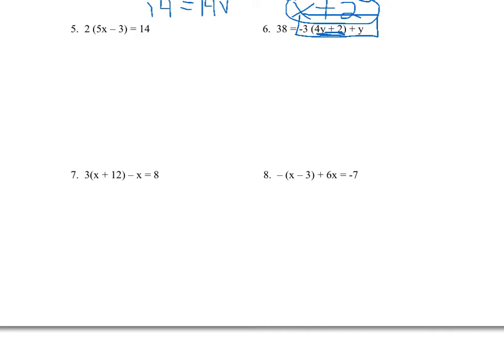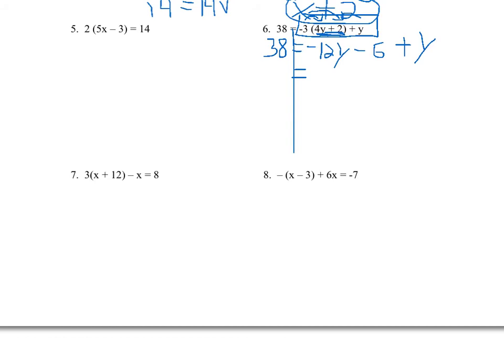And we're going to distribute negative 3. So when I do this, we're going to have negative 3 times 4y. I'm going to draw the line down. I'm just going to bring 38 down. When I distribute, negative 3 times 4y is negative 12y. And then when I distribute negative 3 to the 2, we have minus 6. And then I just bring down the plus y.